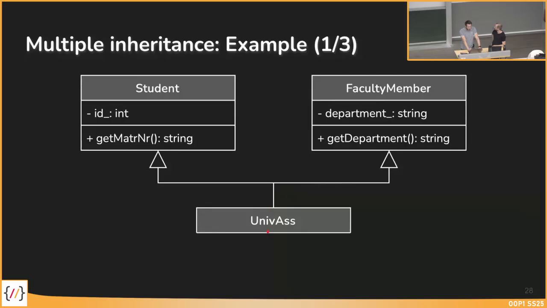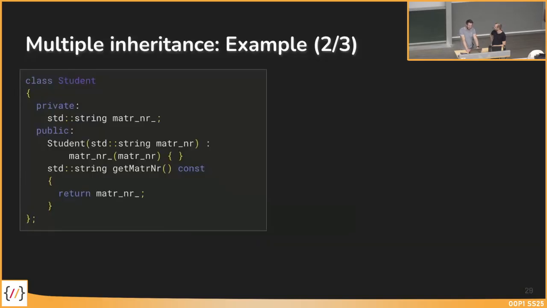And then we have here another class, which is inherited from student and faculty member, and in this case, this would be the university assistant, like you. Yeah, I'm still a student, still one of you. Okay, yeah. Now let's have a look how this looks like in the code.